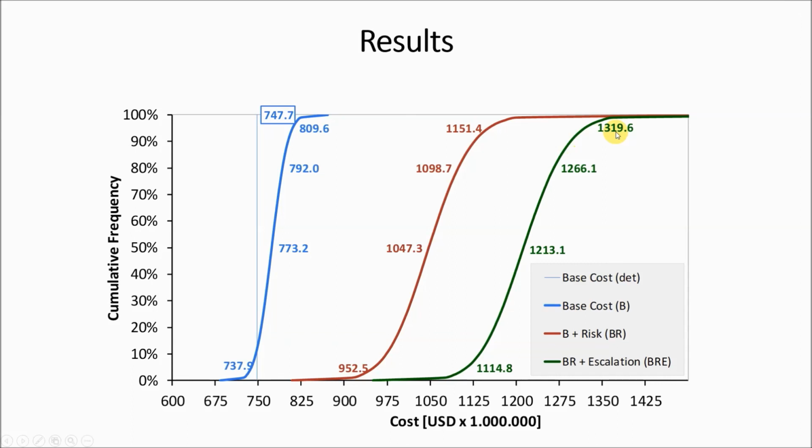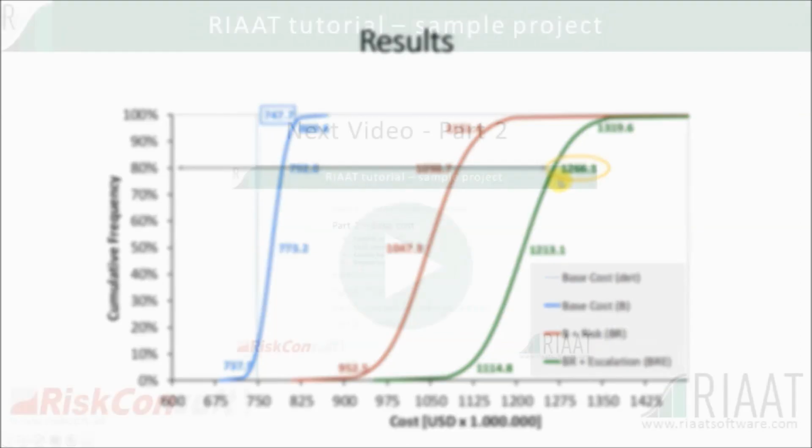Now, what do we do with that information? Let's assume we want to have a certainty of 80% of not exceeding our budget. Then we go to 80% here, and we see this is the relevant number for us. If we want to have an 80% chance of not exceeding our budget, this is the number we have to put in our budget, 1.266 billion US dollars.